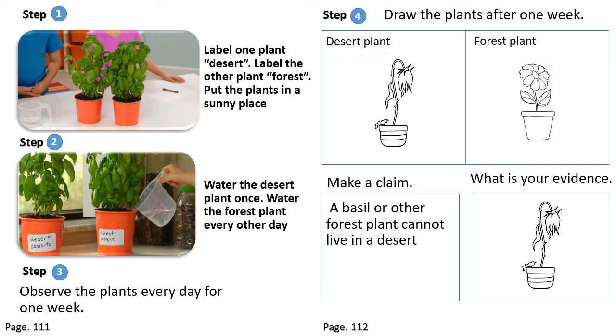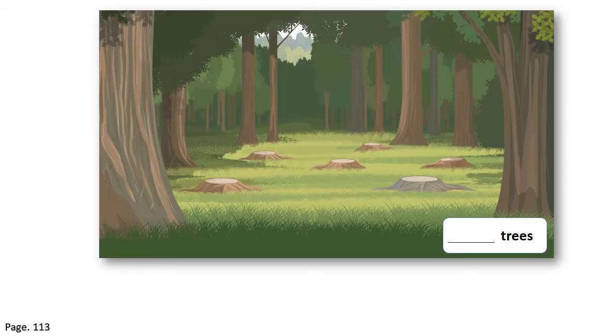Well done, everybody. And finally, let's move on to page 113 in our science book, where we can see a forest scene. And in this scene, we will find out how many trees fell. So, let's go ahead and count the tree stumps together.